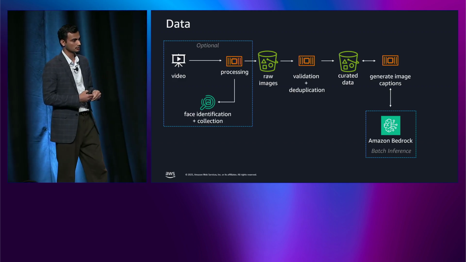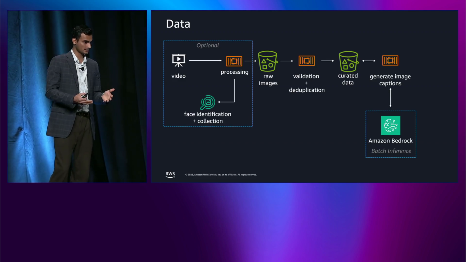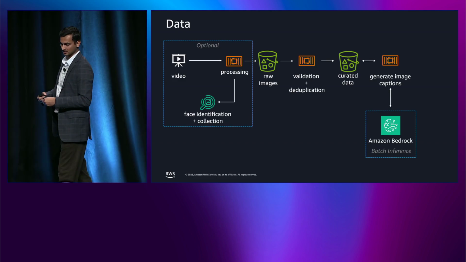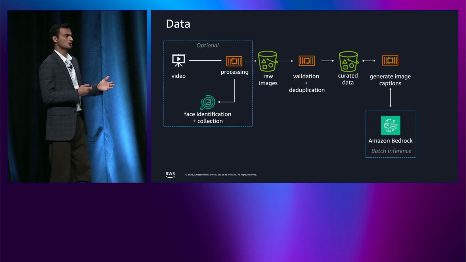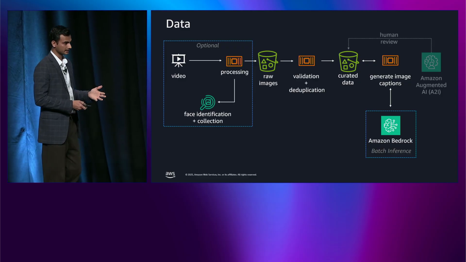Depending on the number of images that you are generating captions for, you can also consider using batch inference for cost optimization, right? You don't necessarily need real-time inference in this case for the data pipeline. But you also don't want to trust the AI-generated captions.